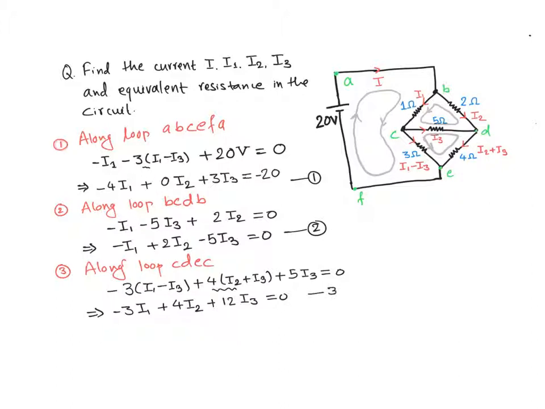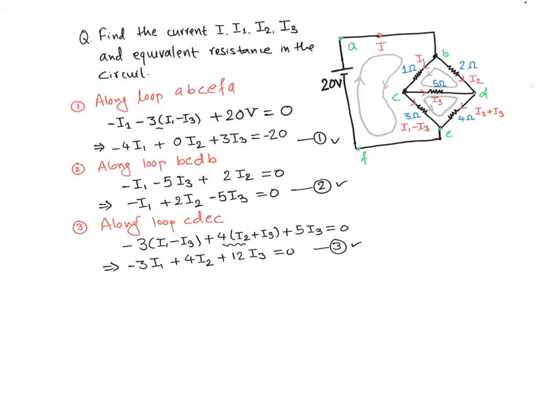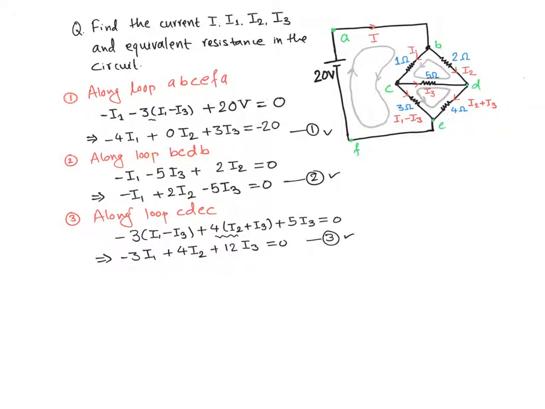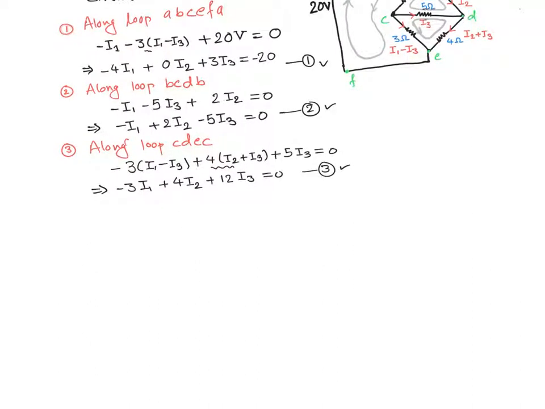This is equation 3. Now we have three equations, and I sub 1, I sub 2 and I sub 3, three unknowns. If we rearrange these equations and substitute one in another, we can solve this problem easily. Let me rewrite them together.